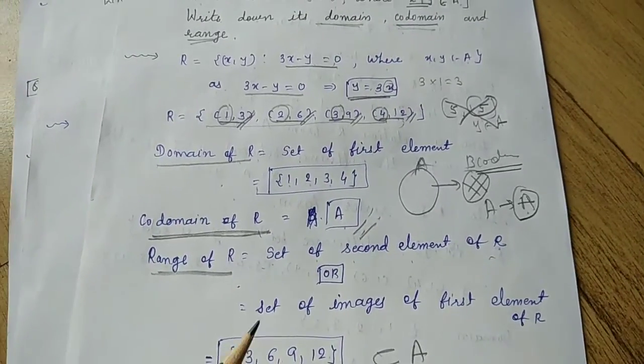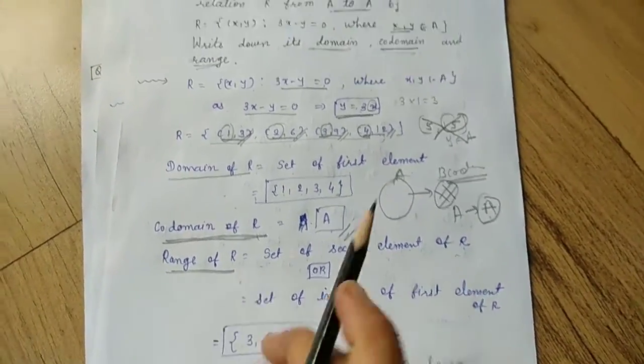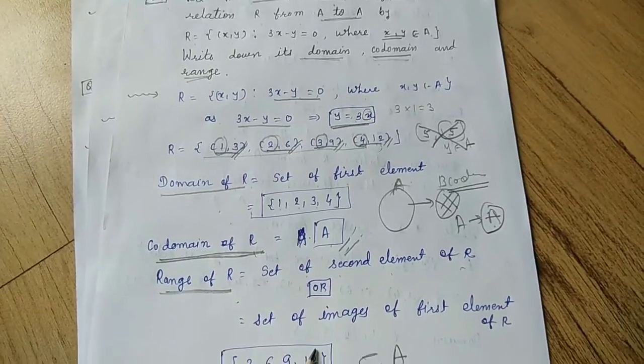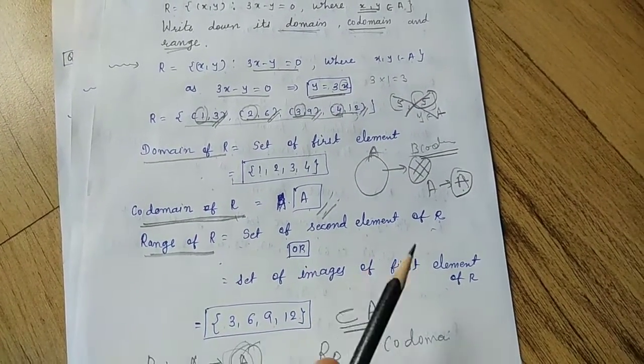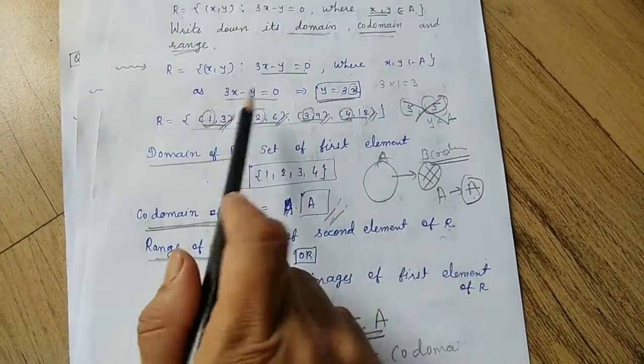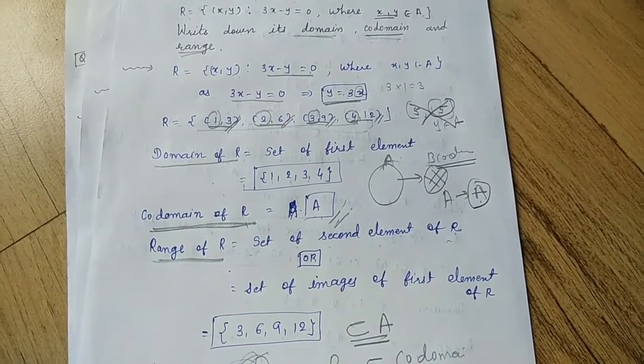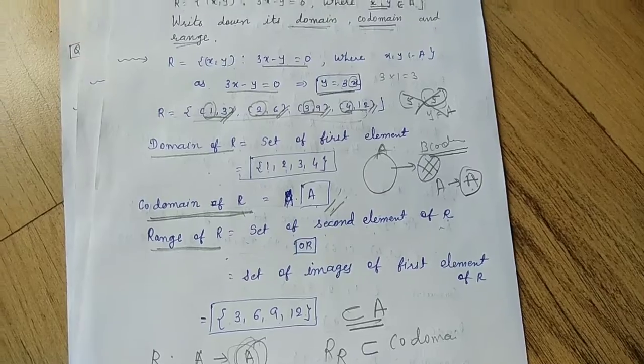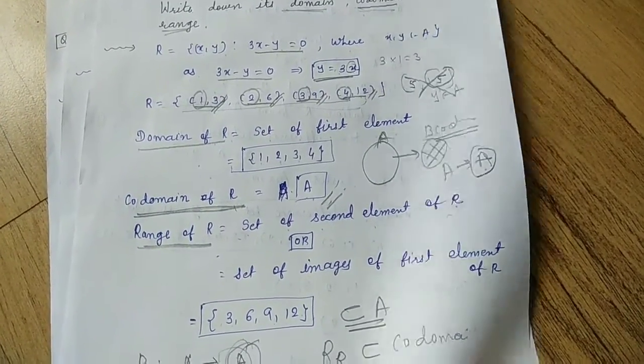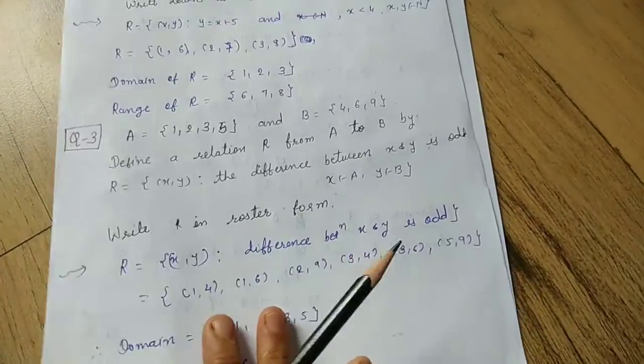Okay students, so this is your question number 1. You can note down this question in your notebook. No need to write the extra things. Only R equals this, then domain is this, codomain is this and range is this. Okay students, so let me see the next question, question number 2.